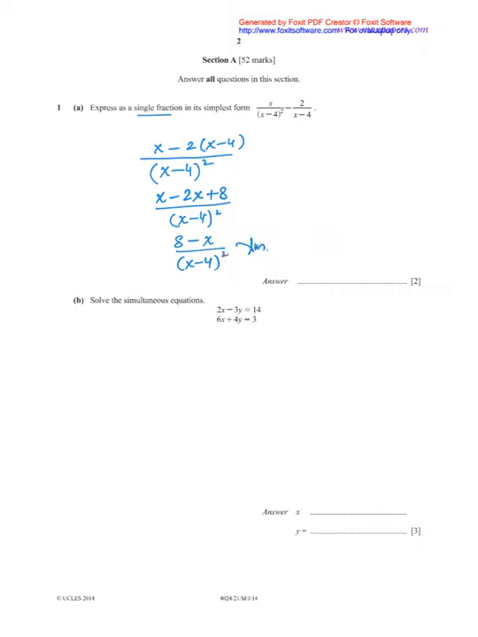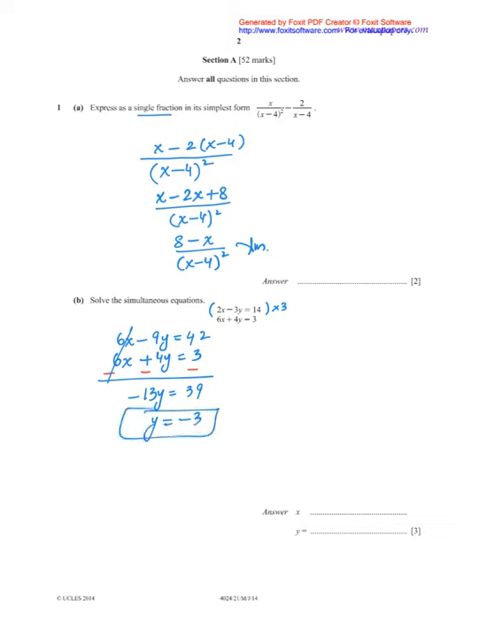After that, solve these simultaneous equations. I will multiply the first one by 3 so that the x coefficient will be the same. When you multiply the equation by 3, it will be 6x minus 9y equals 14 times 3, which is 42. Next equation stays the same, that is 6x plus 4y equals 3. Now I will change the signs, plus will be negative. So we can simplify 6x and minus 6x, and minus 9 minus 4 leads to minus 13y equals 42 minus 3, which is 39. So you will get the value of y, and it is minus 3.